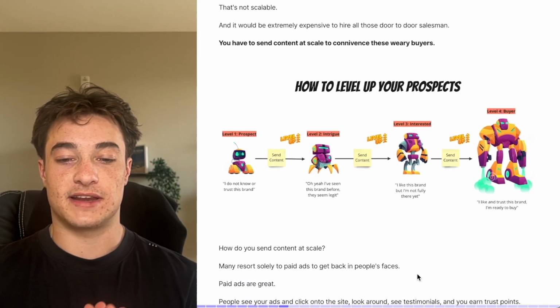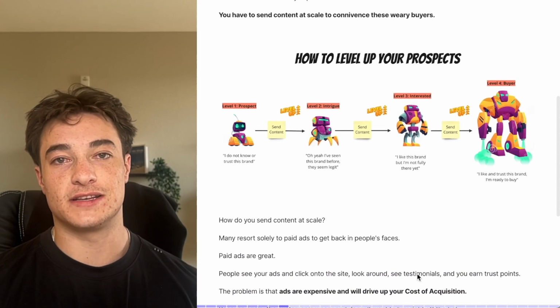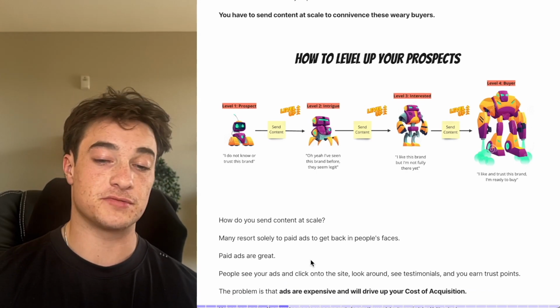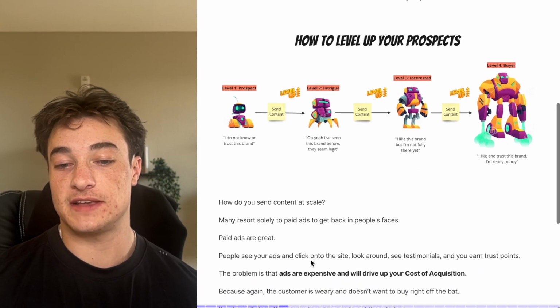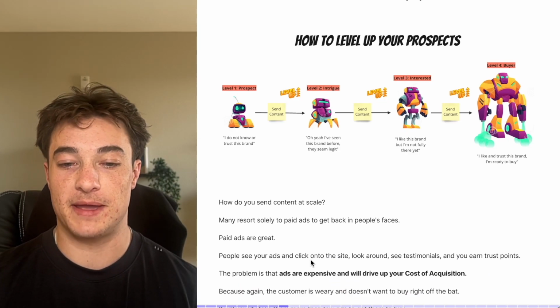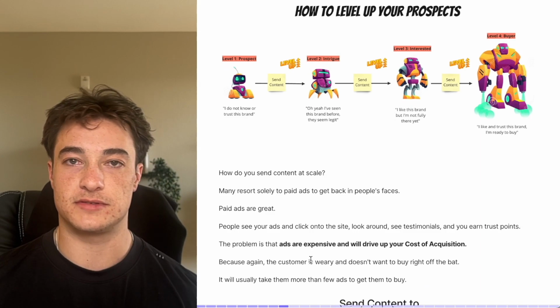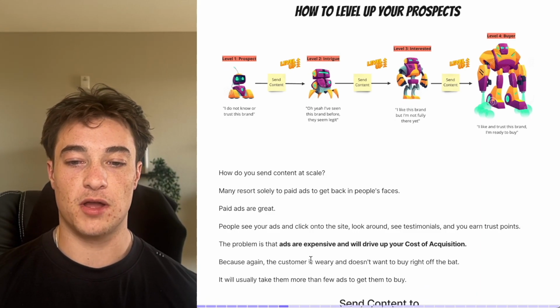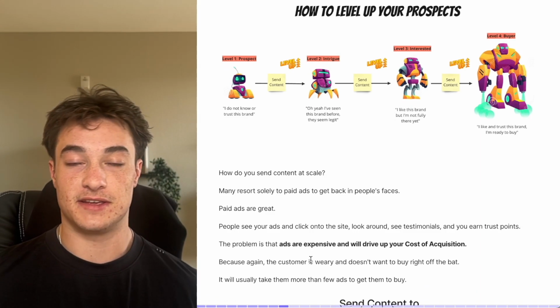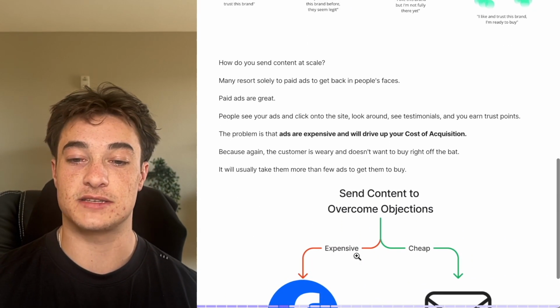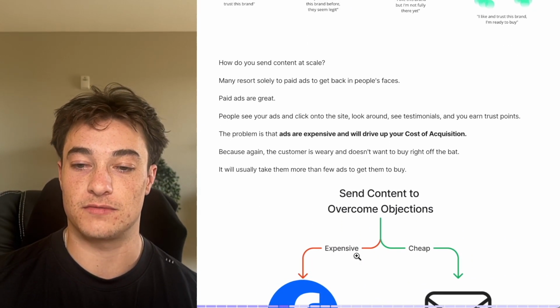So, we know we need to send content. Now, how do you send content at scale so that you can reach hundreds of thousands of people? Many just resort solely to paid ads to get in people's faces for the content, and that's great. Paid ads are great. People see your ads, click onto your site, look around, see testimonials, and you earn trust points. The problem is that these ads are expensive, and these will drive up your cost of acquisition as we have discussed. Because again, the customer is wary and doesn't want to buy off you right off the bat.